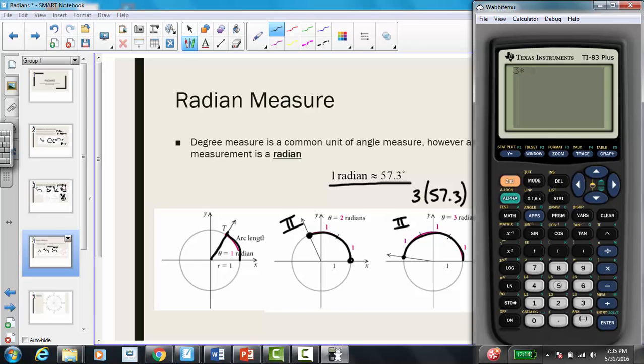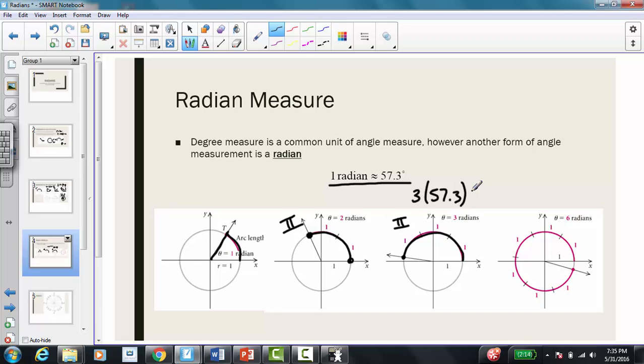3 times 57.3 degrees gives me 171.9 degrees. So you can definitely tell that's less than 180 degrees. As you can see, 3 radians equals approximately 171.9 degrees, so I would definitely be in quadrant 2.